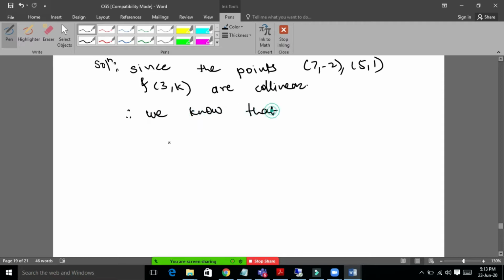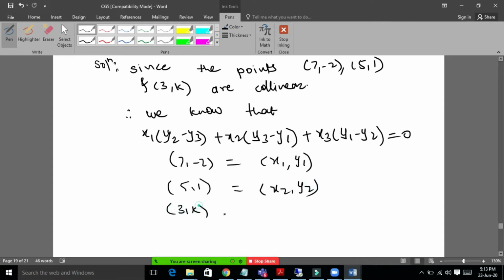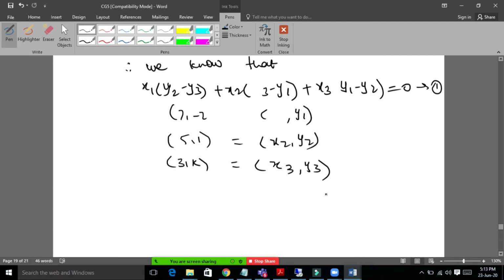We write down here the condition of collinearity, that is x1 into (y2 minus y3) plus x2 into (y3 minus y1) plus x3 into (y1 minus y2) is equal to 0. Now we consider all these 3 points as x1, y1, x2, y2, x3, y3. So (7, -2) we consider as x1, y1, (5, 1) as x2, y2 and (3, k) as x3, y3. Now we substitute all these values in the above condition.